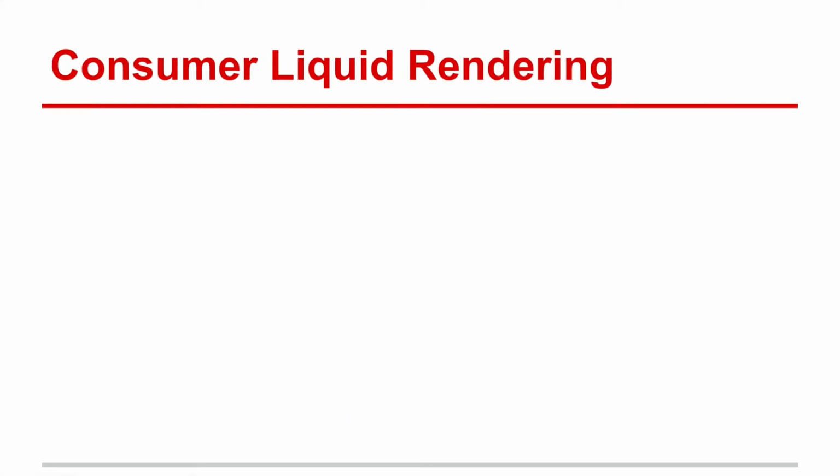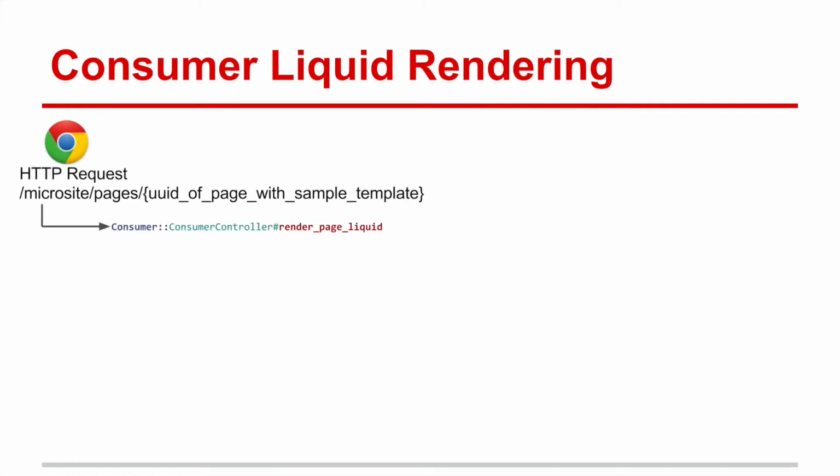Okay, now you have a pretty good idea of how the user interface looks and feels. Let's talk a little bit about the backend and how the consumer side gets rendered as far as the backend is concerned. So first, AppSuite gets an HTTP request from a browser, and it sends the request directly to the consumer controller's render page liquid action. From the render page liquid action, we fetch the page that the consumer is looking for and execute the render liquid method on the page.